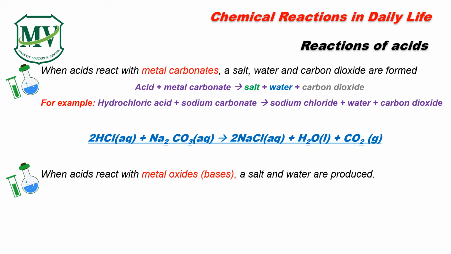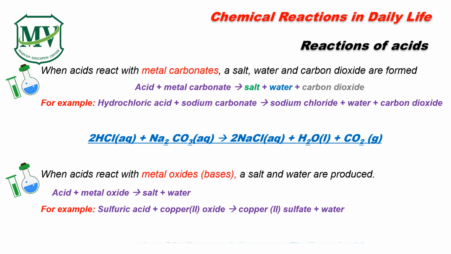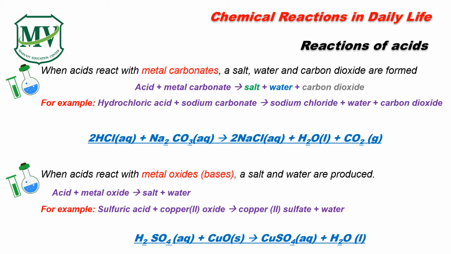Another reaction of acid is when it reacts to metal oxides, which will produce a product of water and salt. An example of it is when sulfuric acid reacts to copper oxide. Copper oxide is a base. Therefore, the reaction between copper oxide and sulfuric acid is a neutralization reaction, and the products are copper sulfate and water. The insoluble black copper oxide reacts with the sulfuric acid to form a solution of copper sulfate, which is blue.